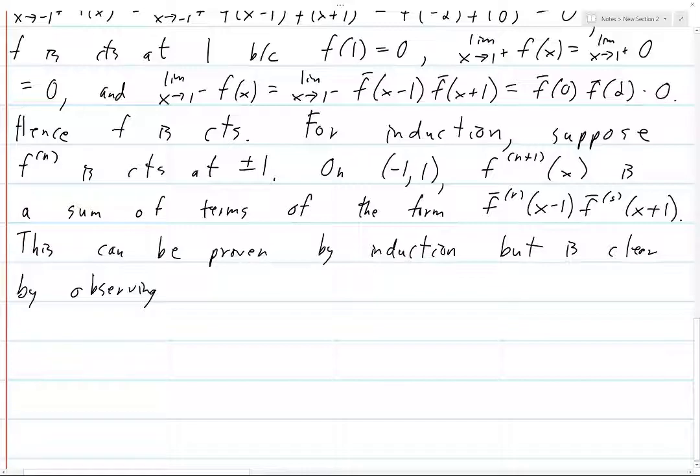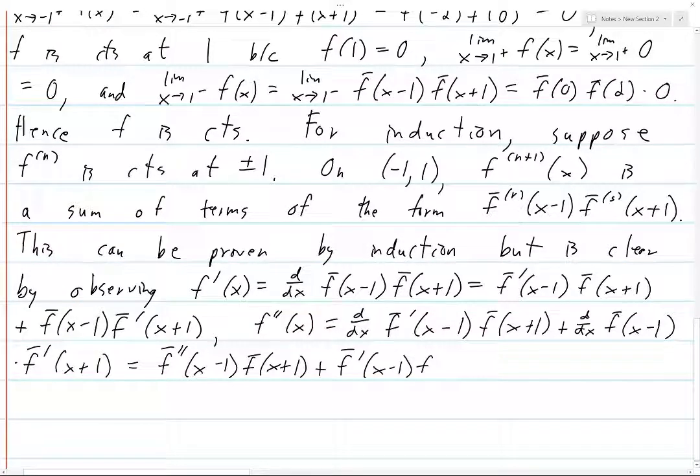And then what if we were to take the second derivative? Then we would just take the derivative of f prime of x, which is the same as f bar prime of x minus 1 times f bar of x plus 1, plus f bar of x minus 1 times f bar prime of x plus 1, and then you have to do the product rule for each of these terms individually. So what we end up with is f bar double prime of x minus 1 times f bar of x plus 1, plus f bar prime of x minus 1 times f bar prime of x plus 1. Okay, so that takes care of the product rule of the first term.